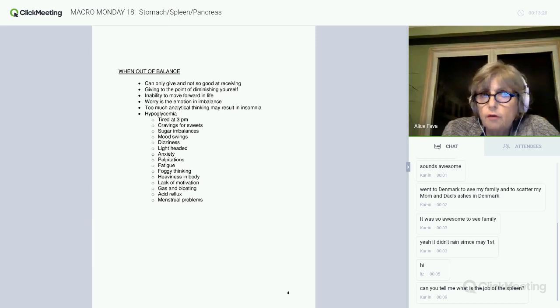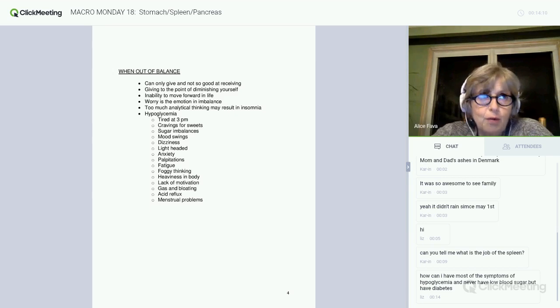So other symptoms of hypoglycemia are mood swings, dizziness, lightheadedness, anxiety, panic, heart palpitations, panic attacks, fatigue, foggy thinking, your body just generally sluggish and heavy, not much motivation, and then acid reflux and gas and bloating after eating, and menstrual problems in women. Some kinds of menstrual problems in women are caused by spleen imbalance. So all these hypoglycemic symptoms are symptoms that all of us experience probably every day.